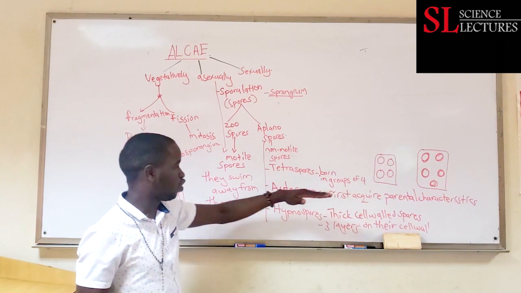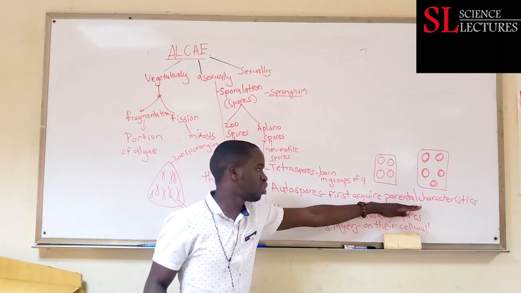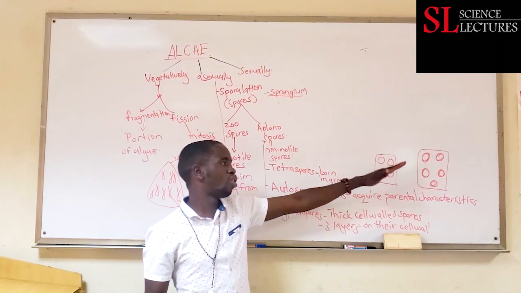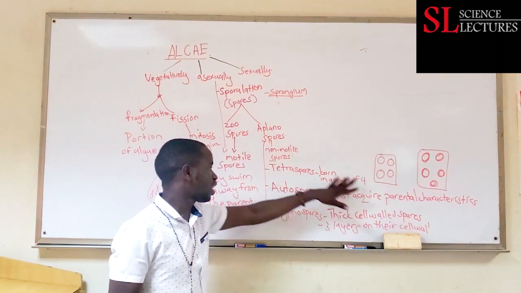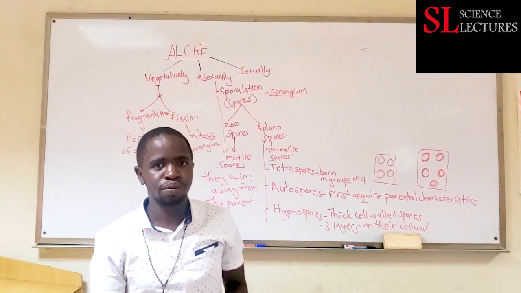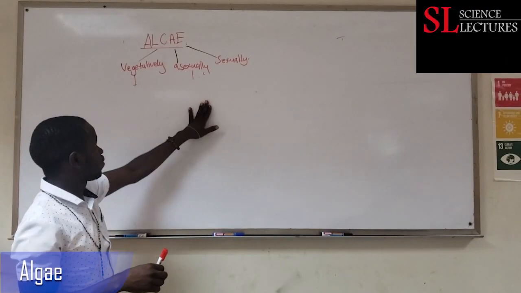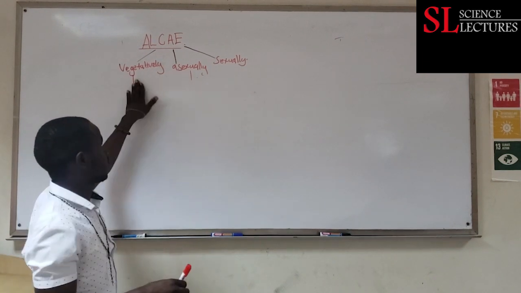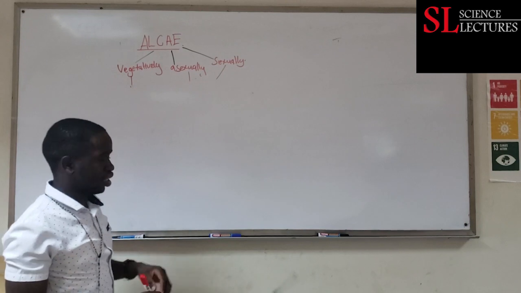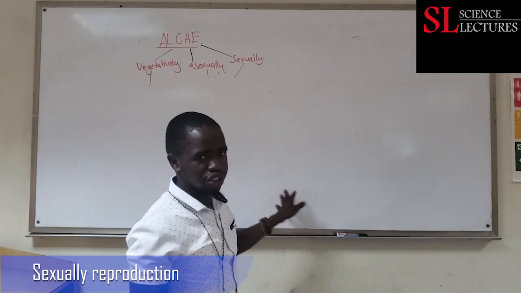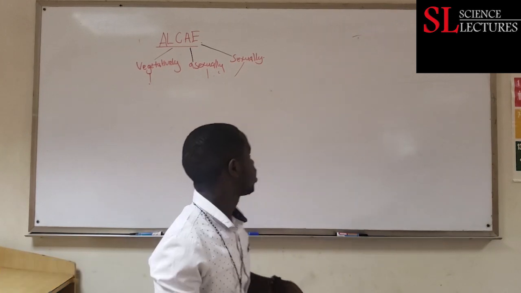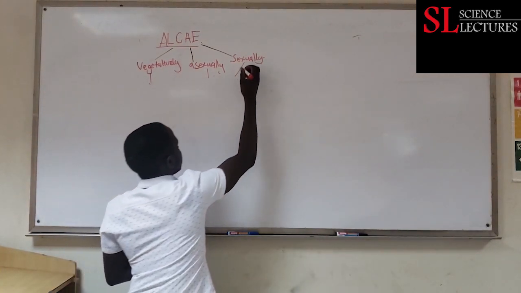Tetra, born in groups of 4. Auto, they first acquire parental characteristics. Hypno, they are thick, cell-walled spores. And we say a group of spores is what we call a sporangium. Next, after having seen both vegetative and asexual, we will look at sexual reproduction in algae. Sexual reproduction in algae is the most advanced form of reproduction in algae, and it is of 3 different types.